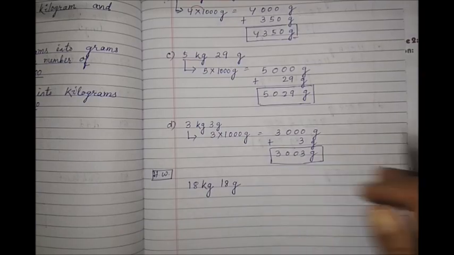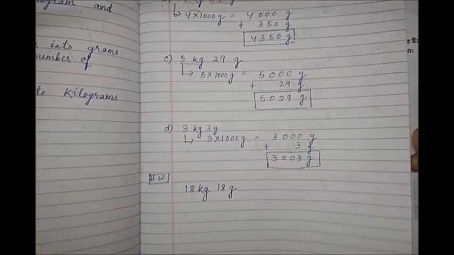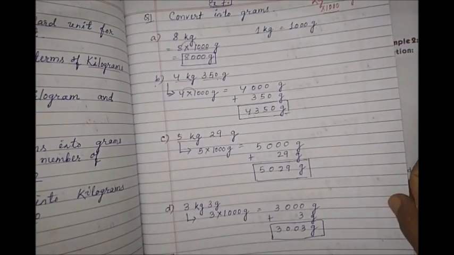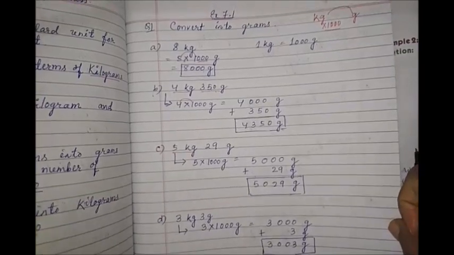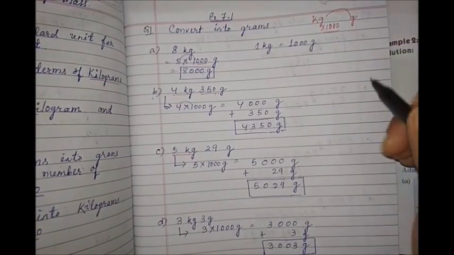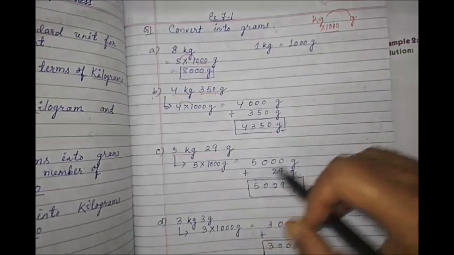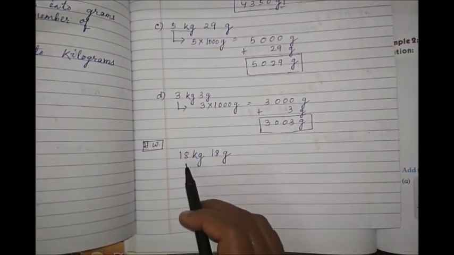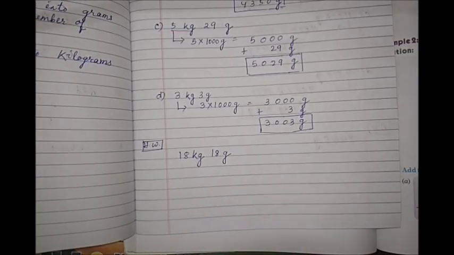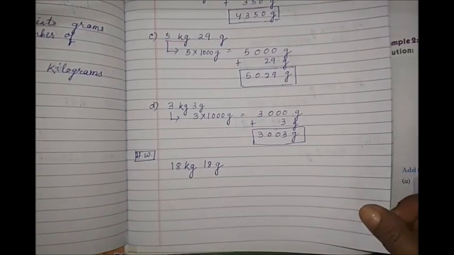Okay, so this is also very simple. We just have to remember, when you are changing meter into centimeter, multiply by 100. When you are changing kilogram into gram, you have to multiply by 1000. Okay, now homework is here: 18 kilogram 18 gram. I hope you all can do it easily.